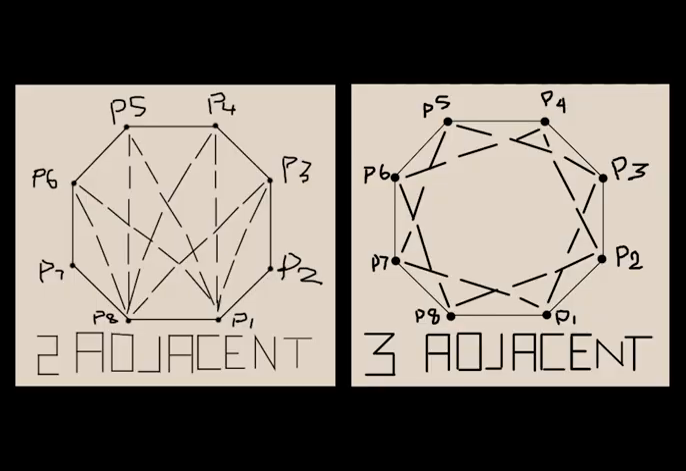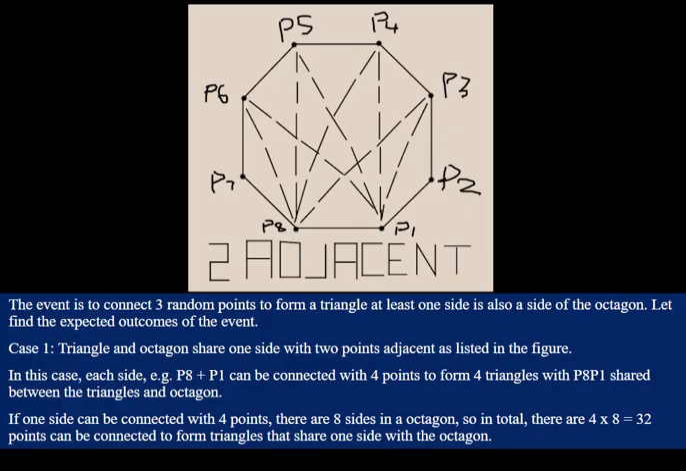So here we have two cases. Case 1 is that 2 points are adjacent as shown in the diagram, or 3 points are adjacent, which is shown in the other diagram. Alright, so our goal here is to connect 3 random points to form a triangle where at least one side is also a side of the octagon. Let us find the expected outcomes of the event.